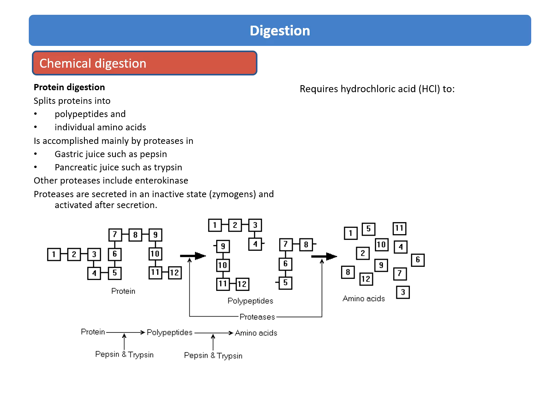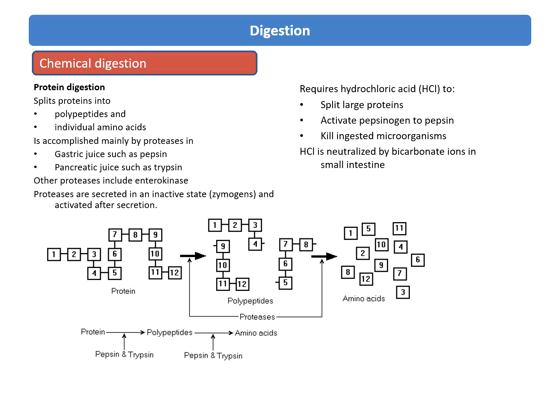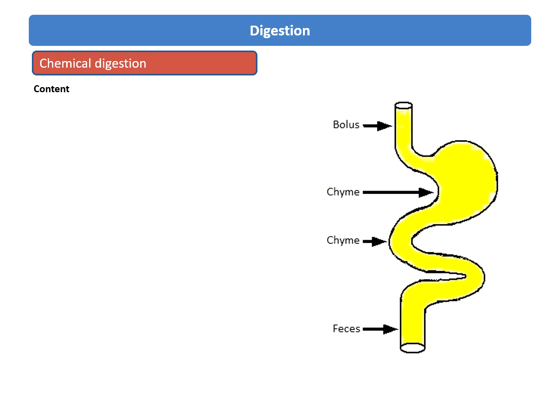Protein digestion requires hydrochloric acid to split large proteins. Hydrochloric acid is produced by the cells of the stomach. It activates pepsinogen to pepsin. Pepsinogen is an inactive form of that enzyme. It also serves to kill microorganisms, so it's one of the body's defenses, part of the immune system. Hydrochloric acid is neutralized by bicarbonate ions in the small intestine.